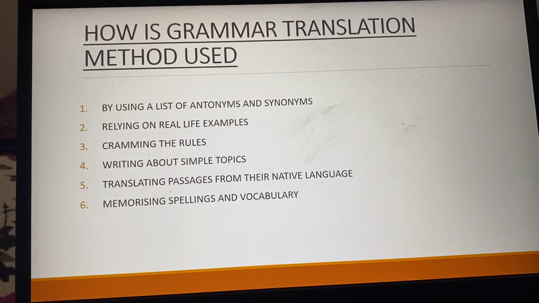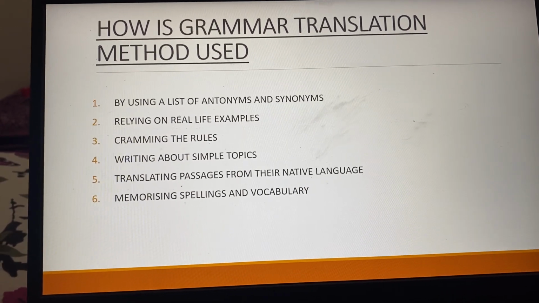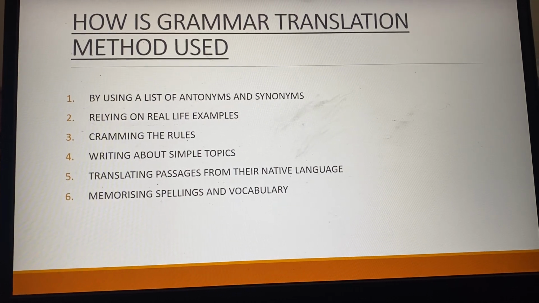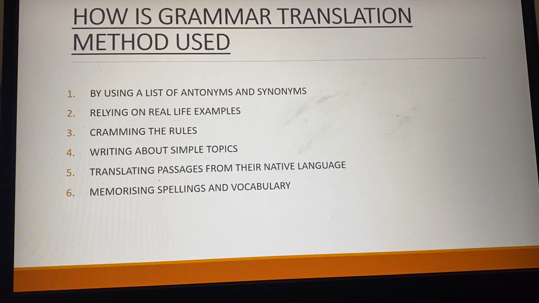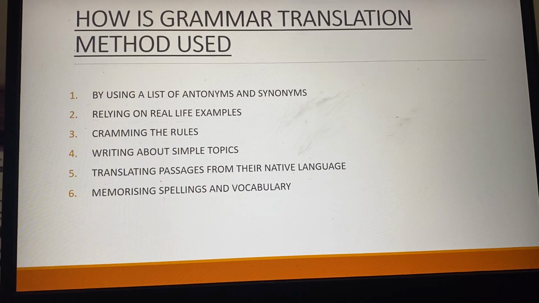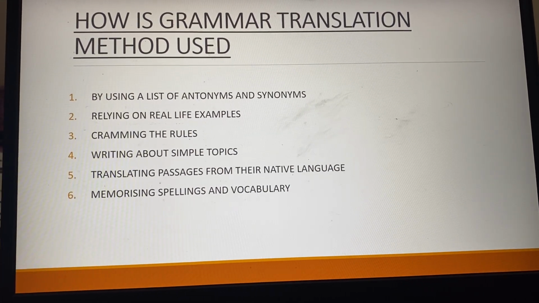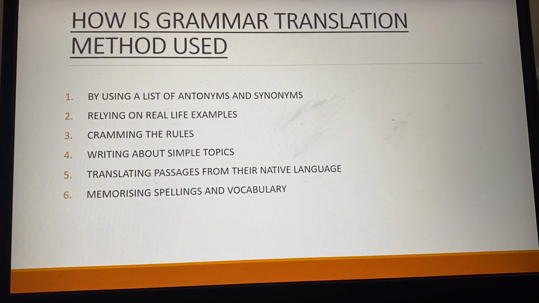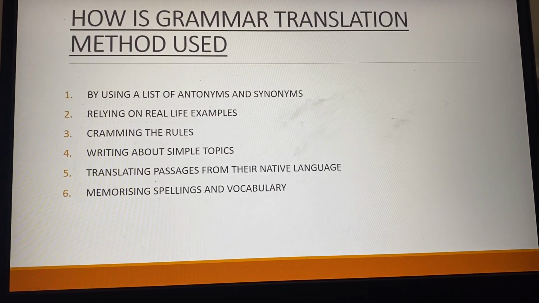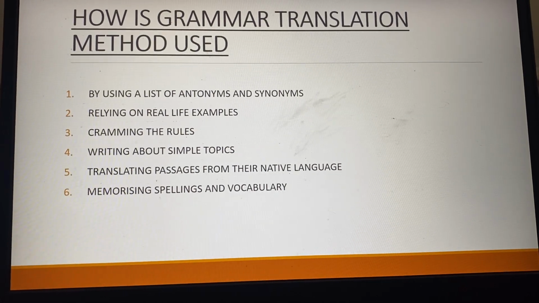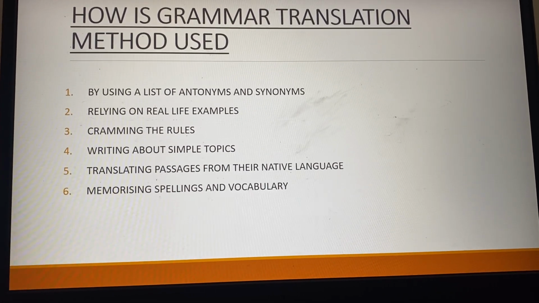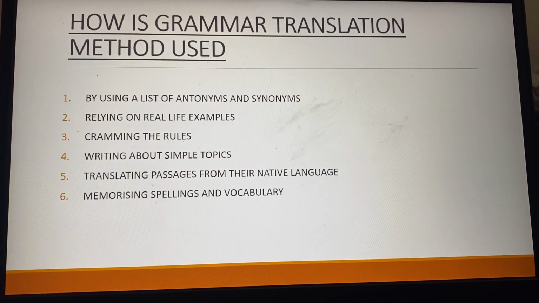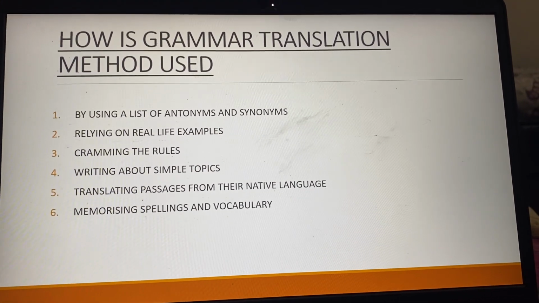Then how is grammar translation method used? This method, as I already explained, is used by learning various antonyms, synonyms, and the teacher helps the students to connect with daily life, and with the help of their native language they target the foreign language, and they start memorizing some spellings and words, as I already mentioned.